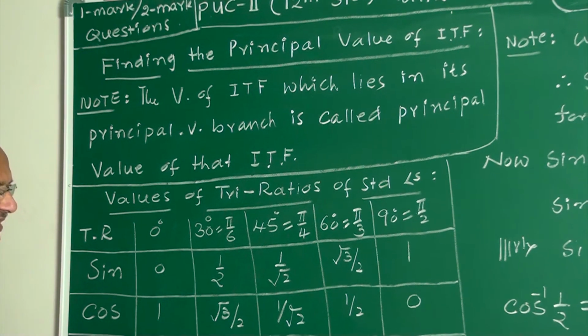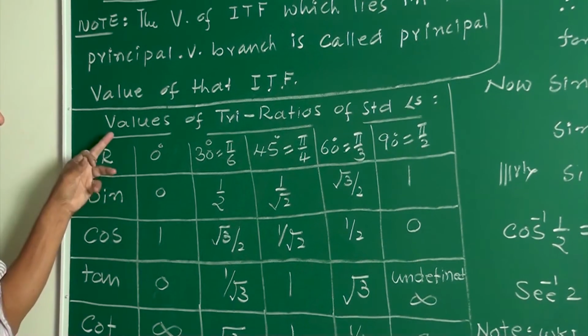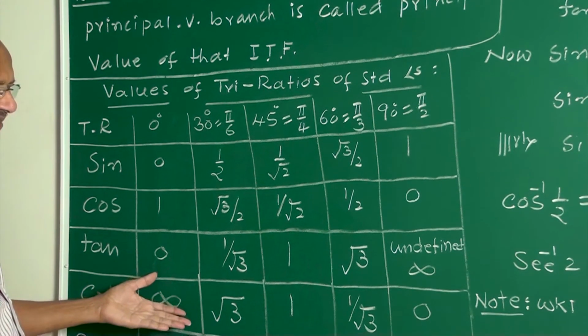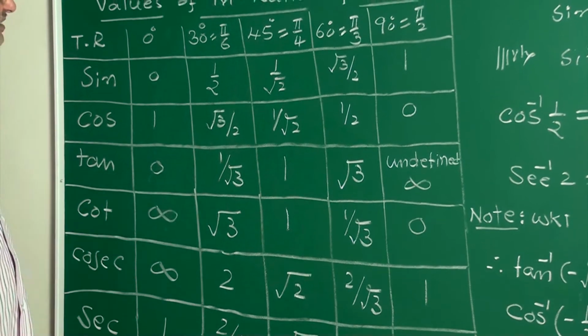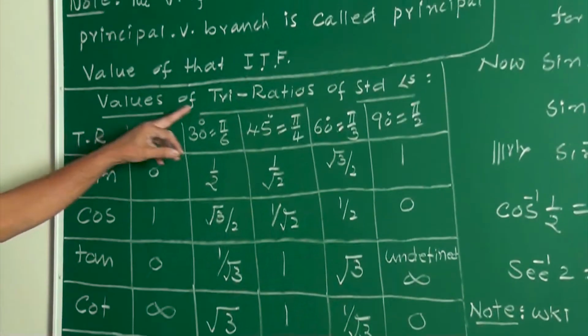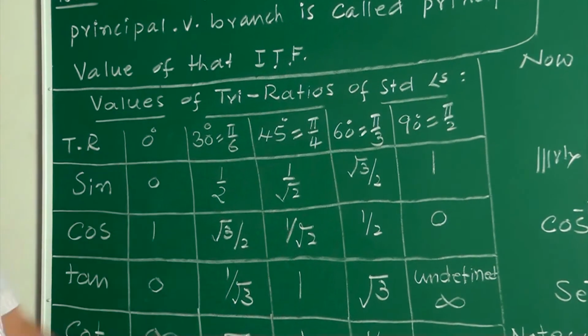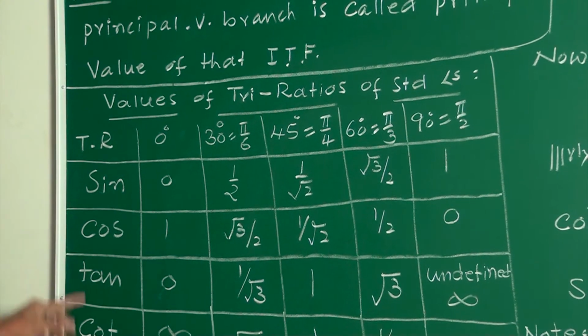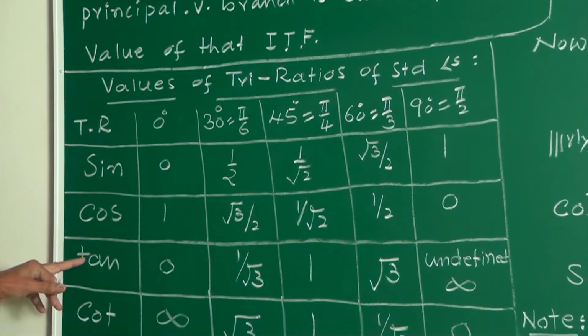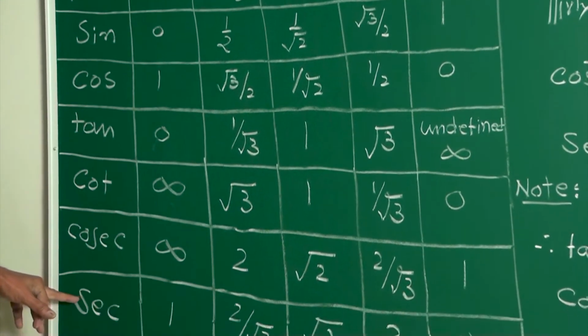You need this. It is from the previous first year, or even you can say now it is from the 10th standard. You studied all these in the 10th standard: values of trigonometric ratios of standard angles. These are trigonometric ratios, all the 6: sine, cos, tan, cot, cosec, sec.